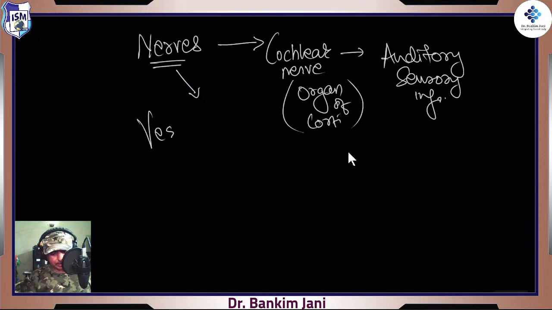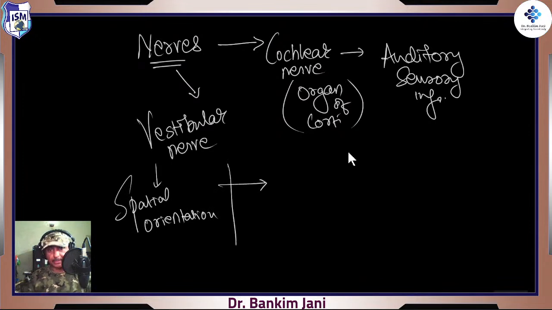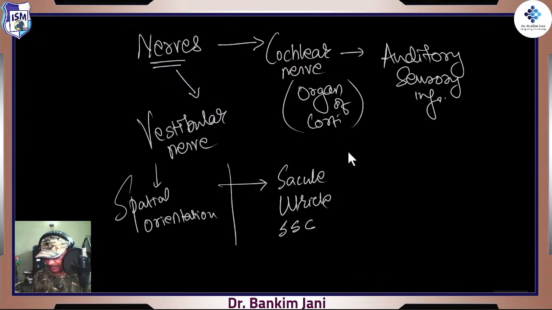The second one is the vestibular nerve, right? And we saw that there are separate foramina for the vestibular part and the cochlear part. Vestibular is important for spatial orientation. Now in this, there are specific hair cells, right? Vestibular hair cells. So saccule, utricle, and those semicircular canals, they will be taking care of orientation.